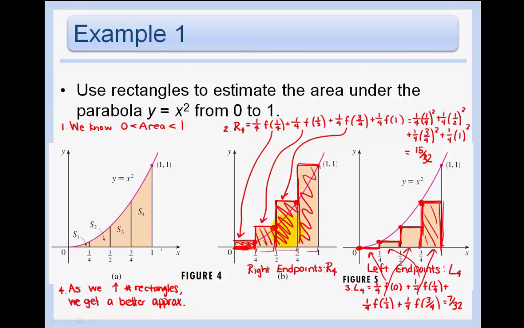Right, and in each of these cases, we only use the 4 rectangles, so our approximation isn't really that great. And what else can we notice? Just based on what we have so far, we know that the L4 was too small, and our R4 was too large. And this is always true when we have an increasing function. And we'll talk a lot more about that as we go on.